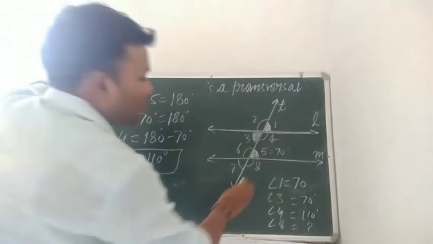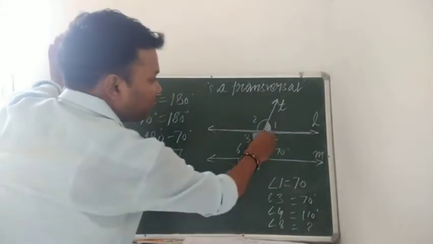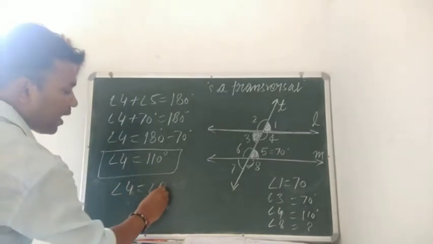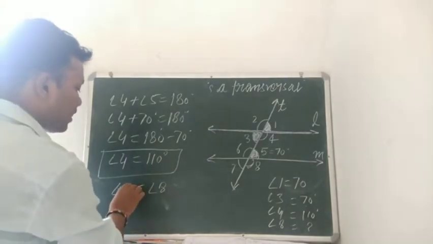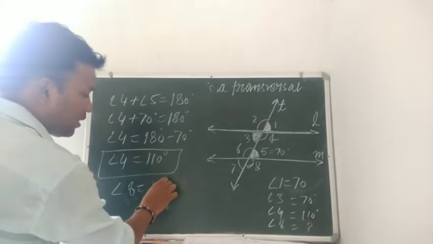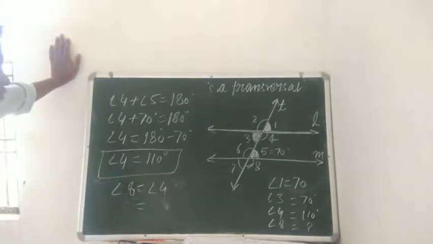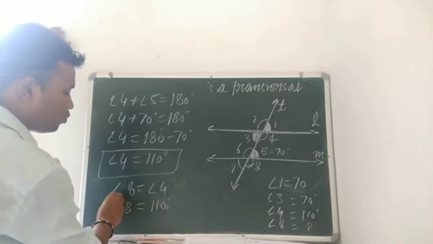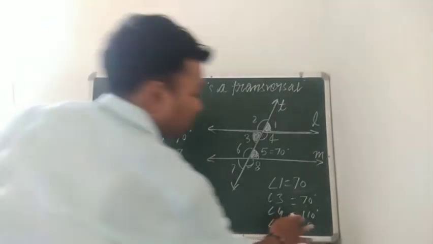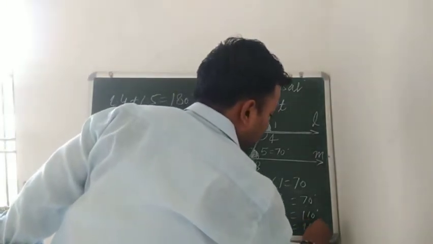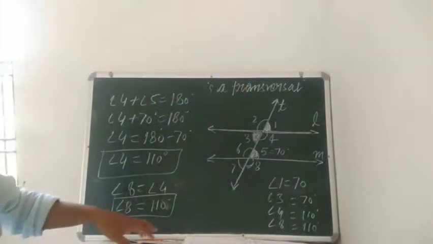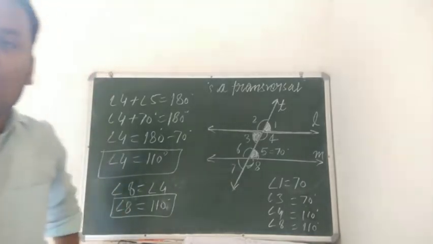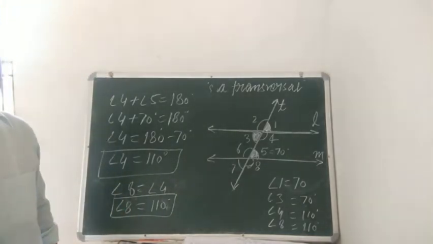Now what can you say about angle 4 and angle 8? Yes, both are corresponding angles. Angle 8 and angle 4 both are corresponding angles, and because we have already found the value of angle 4, the value of angle 8 will also be 110 degree. So student, thus we have found the required values of angles here: angle 1, 3, 4 and 8. That is the solution of question number 1.